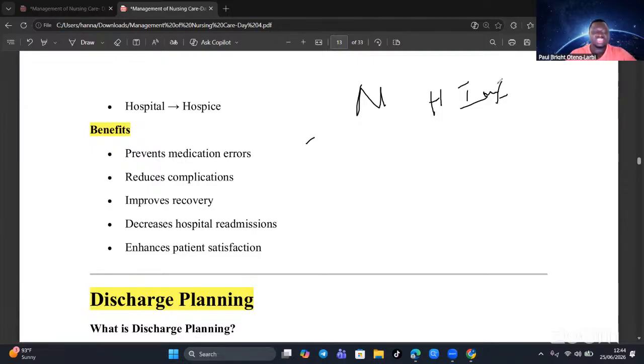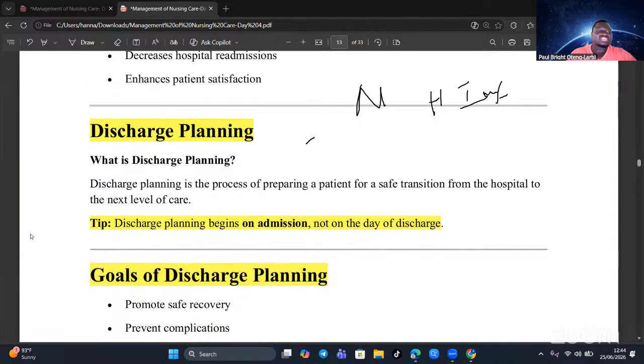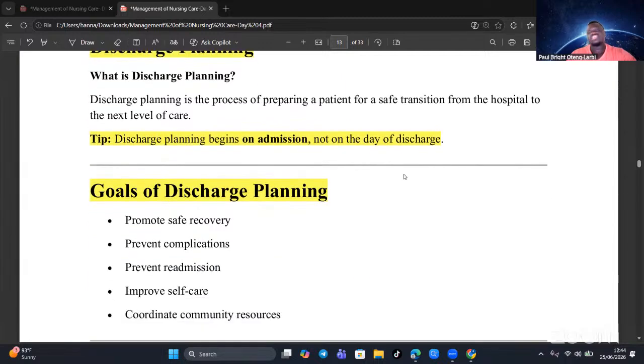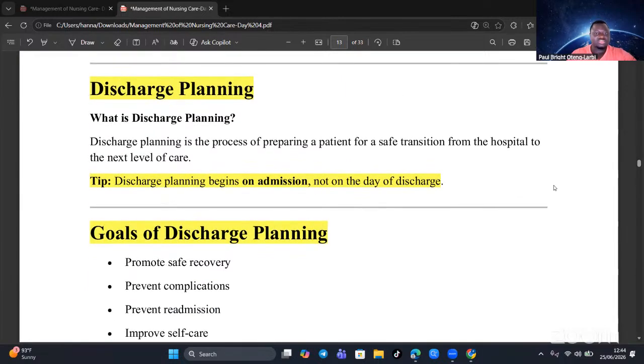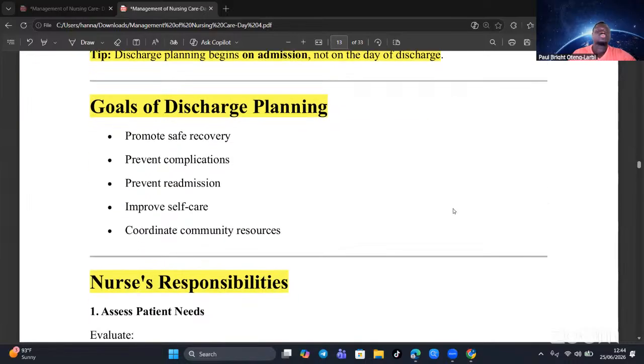It's a coordination work. Now let's look at discharge. The case manager starts the discharge planning from day one. It begins on admission, not on the day of discharge. So why do we have to begin on admission? Promote safe recovery, prevent complication, prevent readmission, improve self-care. Yes, so every patient, you have to plan their discharge.